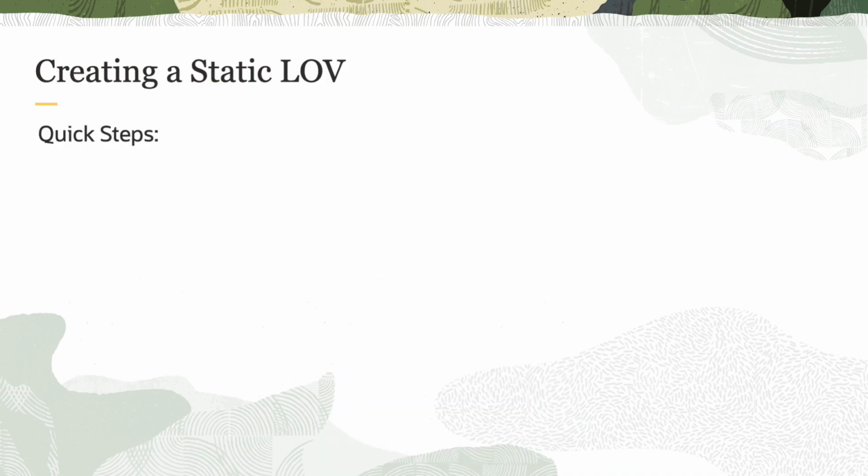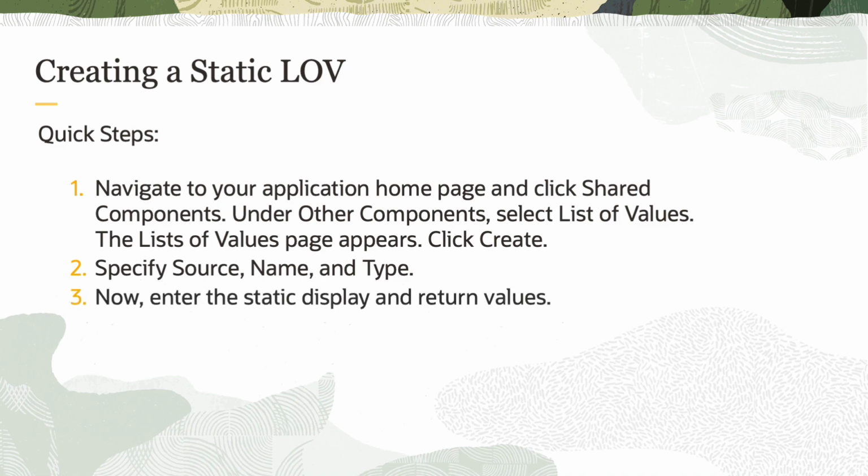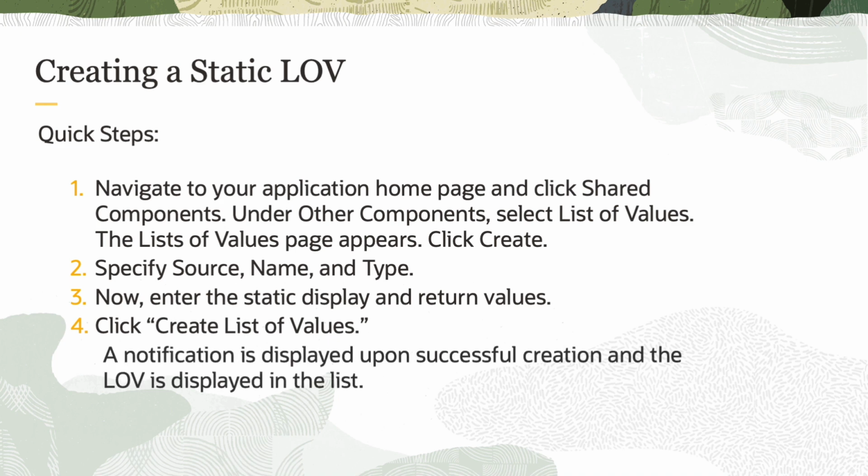Let us review the quick steps involved in creating a static LOV. First, you navigate to your application homepage and click on Shared Components. Under Other Components, select List of Values. The List of Values page appears. Click Create. Specify the source, name and type. Now, you enter the static display and return values. Finally, click Create List of Values. A notification is displayed upon successful creation and the LOV is displayed in the list.